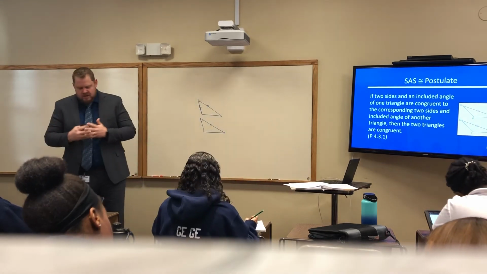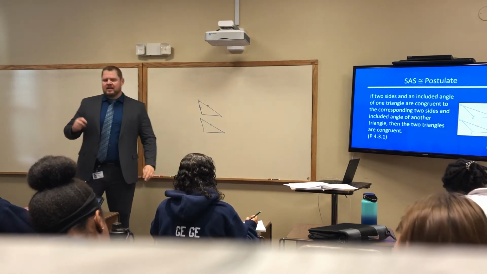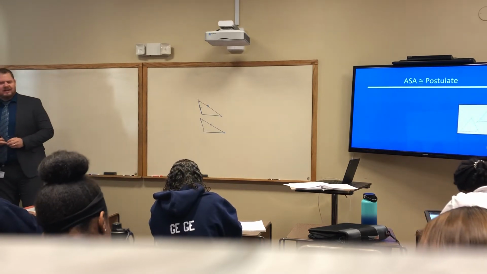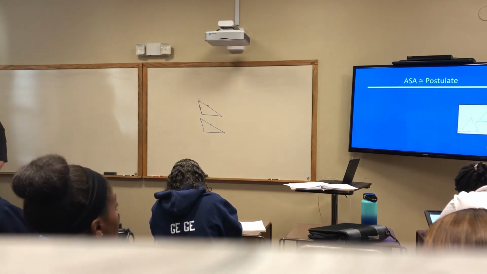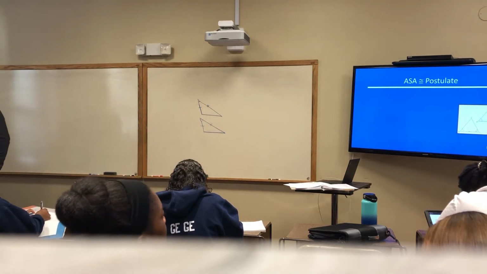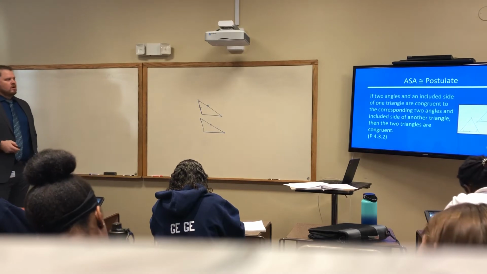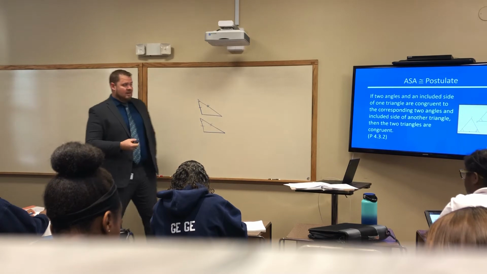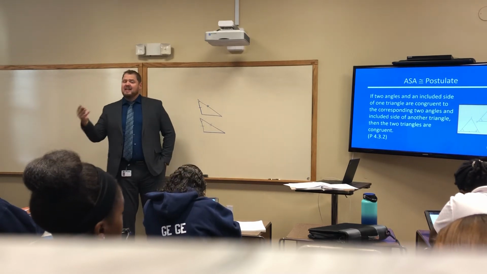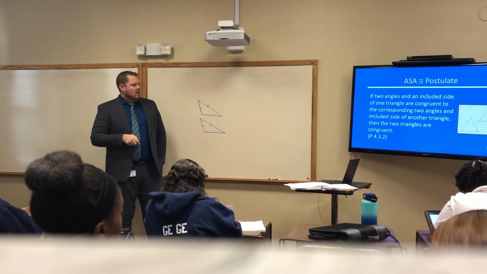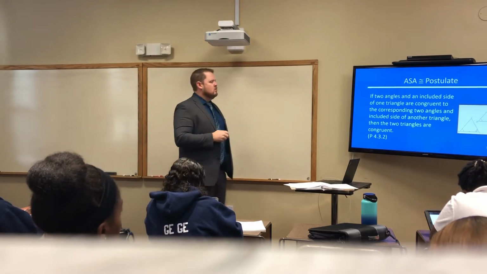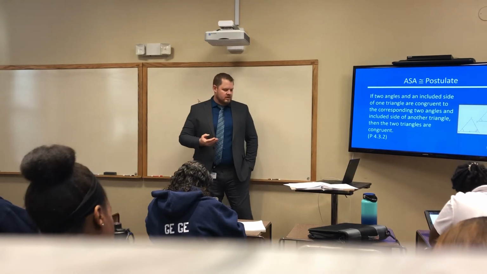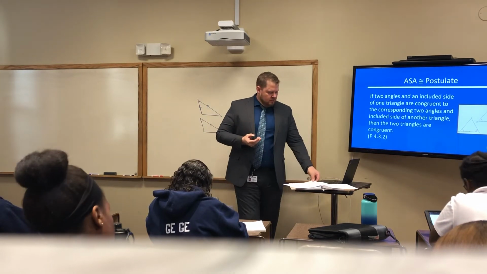All right, now let's look at the second way, and we'll tie these in. We'll use some information here and tie it together. Here's the second one. Angle, side, angle. And here's the definition. I'll read it for you, and then we'll go over it. If two angles and an included side. So now it's different, right? It's talking about two angles and an included side are congruent to corresponding two angles and the included side, then you have two congruent triangles.